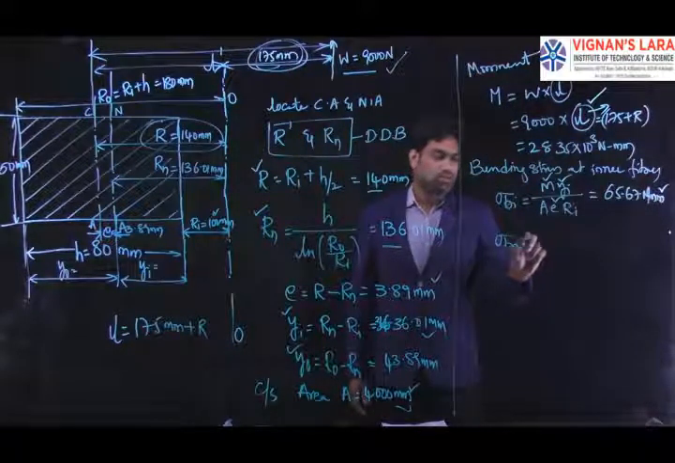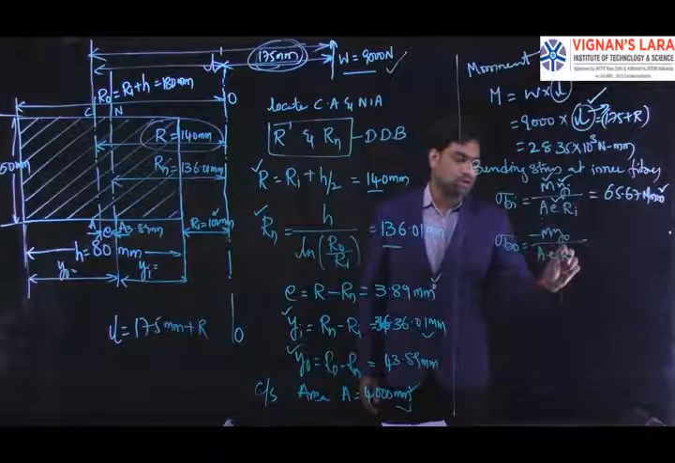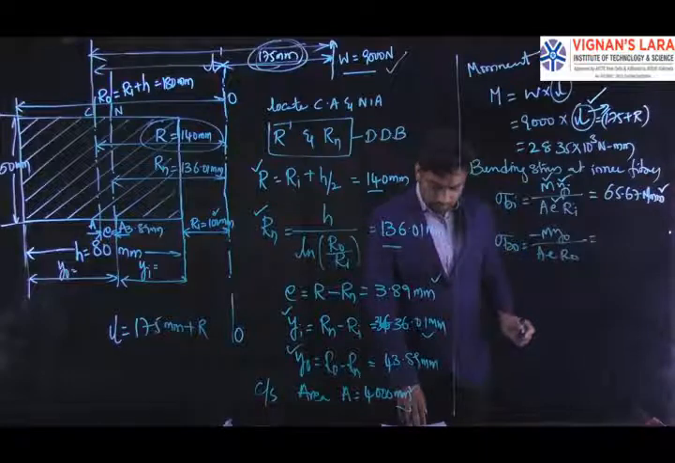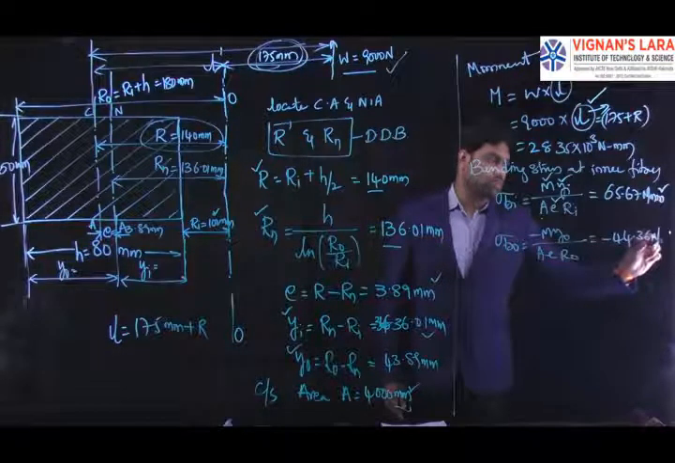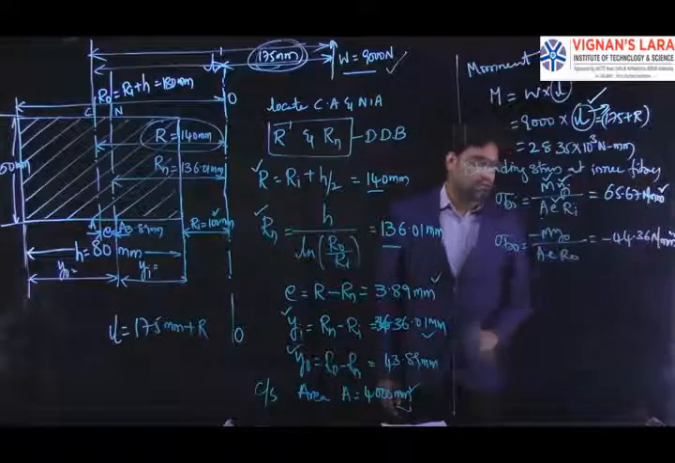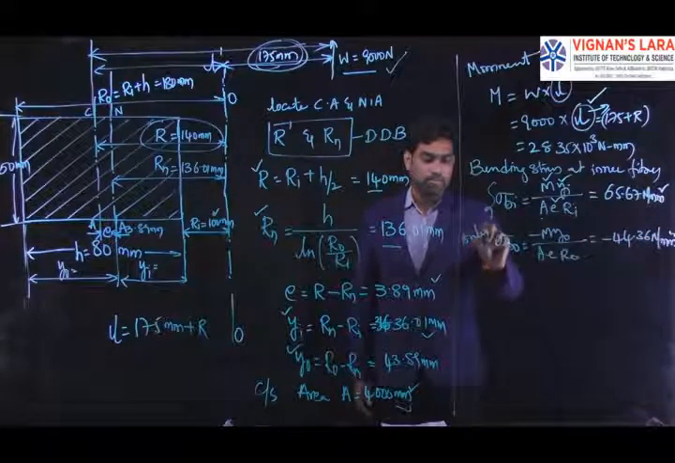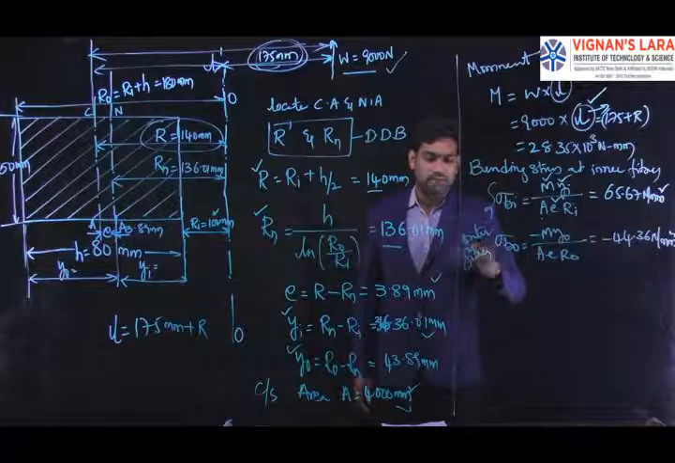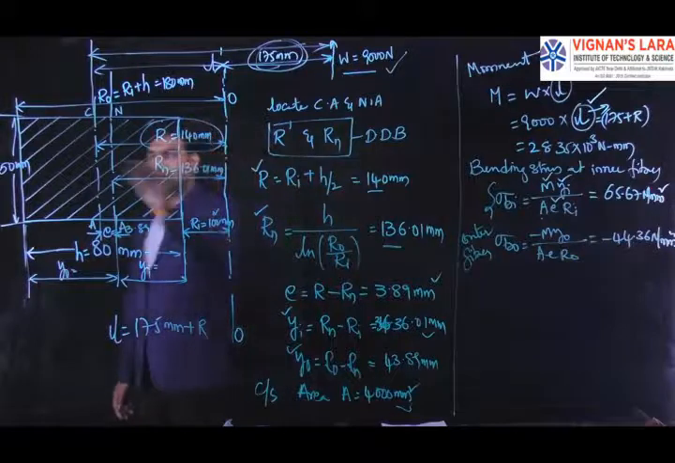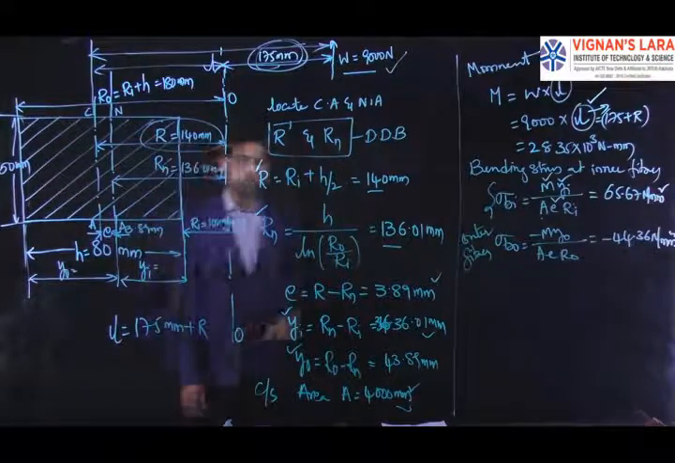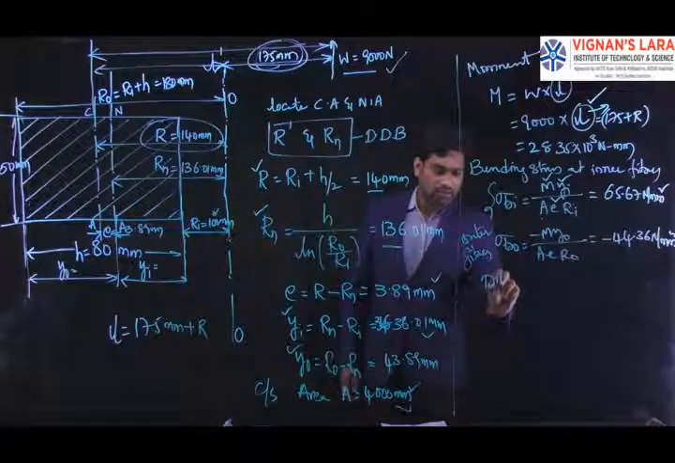Similarly, sigma B naught equals M into Y naught by A e R naught. Substituting all the values, we get 44.36 Newton per mm square. So you can check with these values of stresses: the bending stress at the inner fiber and at the outer fiber. These are the maximum bending stresses at the inner and outer fibers. But in this problem, a direct stress can also be acting.